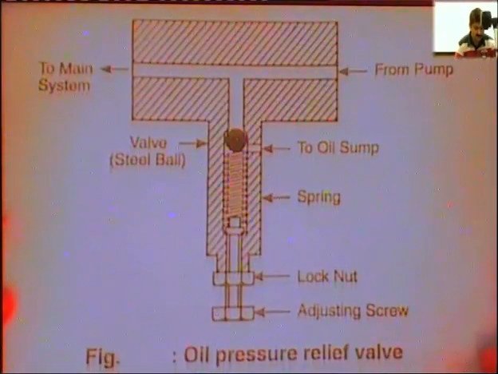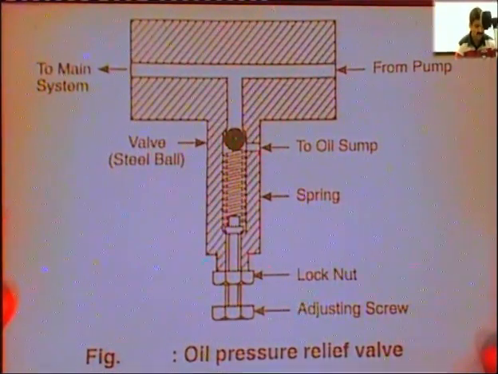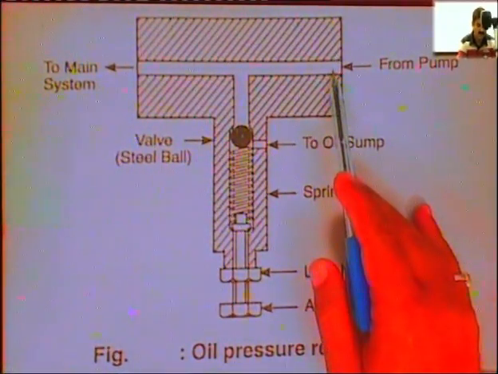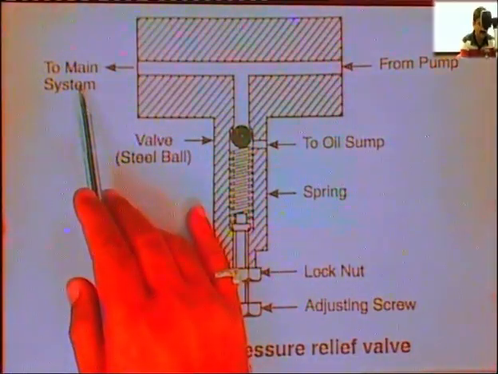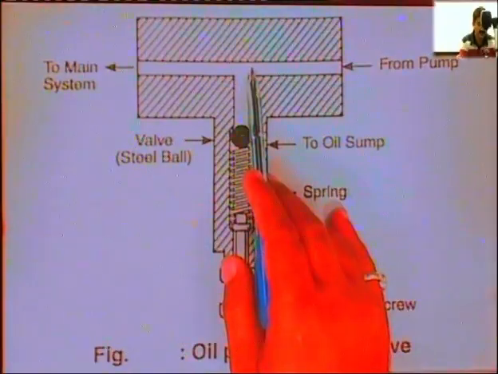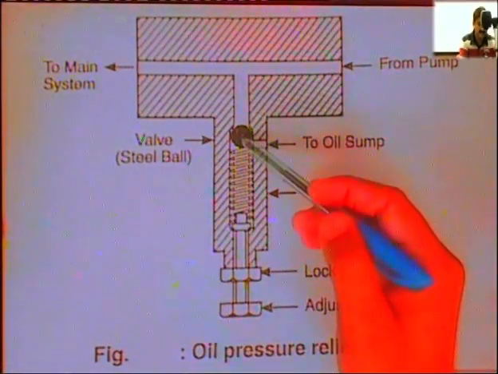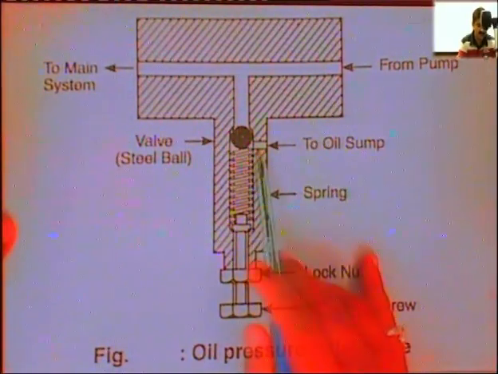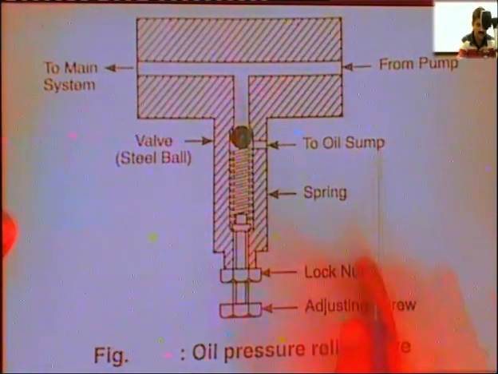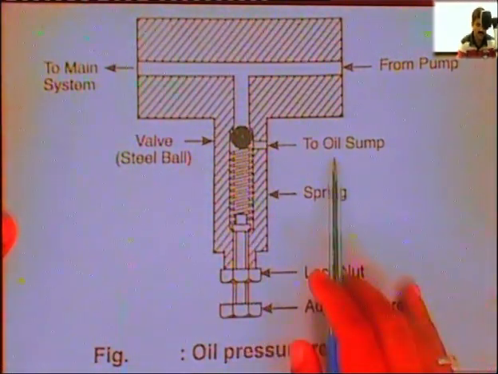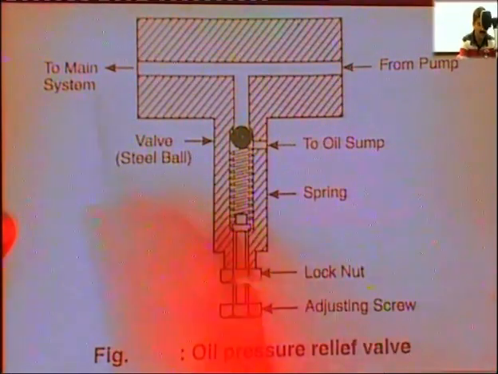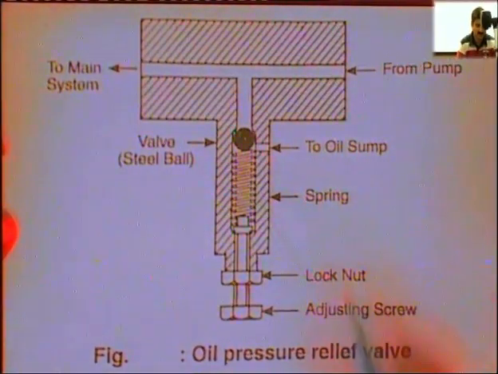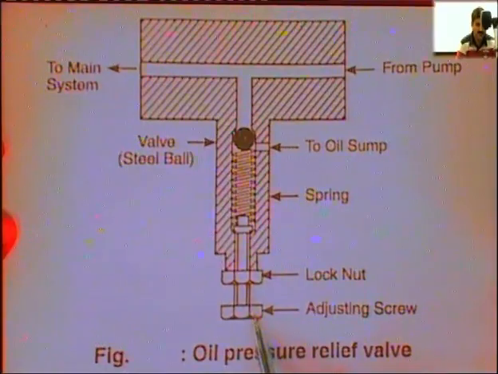This was the oil pressure relief valve which we have seen earlier. In this, the oil is coming from the pump and it goes to the main system, but when the pressure of the oil increases, it will press this spring loaded ball downwards, and here is the path to the oil sump. The extra pressured oil is given to the oil sump, and the oil will flow at a regular pressure, and the tension of this spring can be adjusted with the help of lock nut and the adjusting screw.